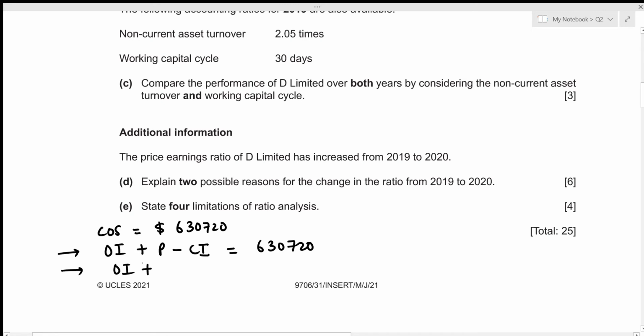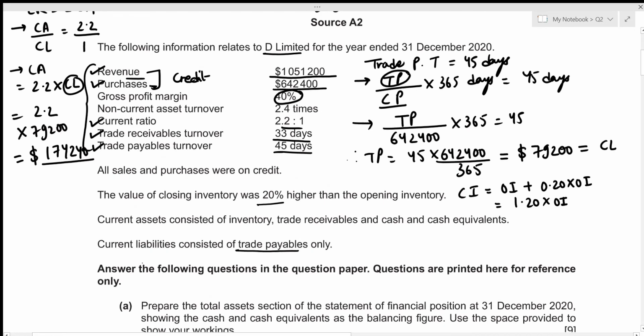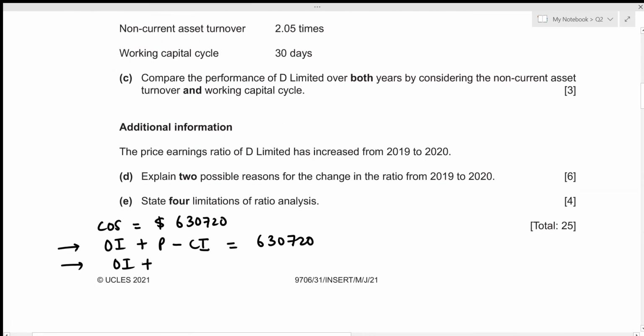The purchases amount was given above. Let's have a look. So purchases amounted to 642,400. Let's write it down. That's 642,400.